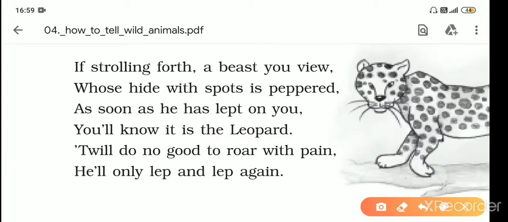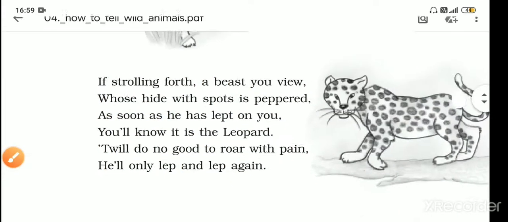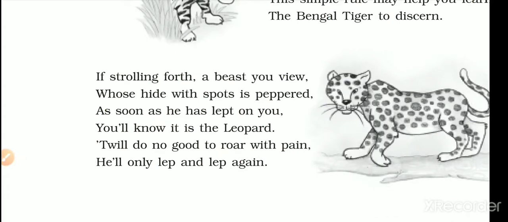Now, let us see the explanation of the lines. The poet says that if you are casually walking in a jungle, you will meet an animal which has skin with spots on it. This animal is so fast that it will leap on you at once, which means that it will jump on you. This jumping is an indication that it is none other than the leopard. Moreover, she adds that if you cry out in pain, it is not going to be of any use, as it will keep on jumping on you. So, in this stanza, the poet has explained the characteristics of a leopard.